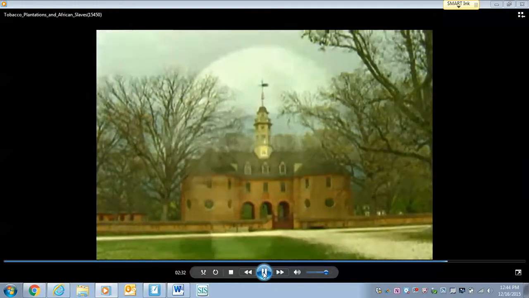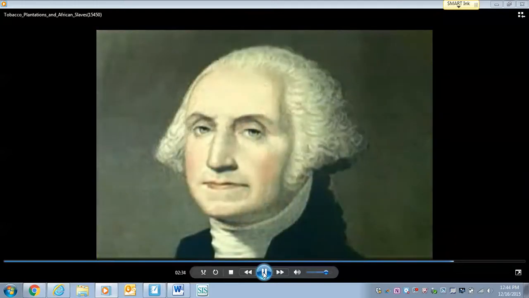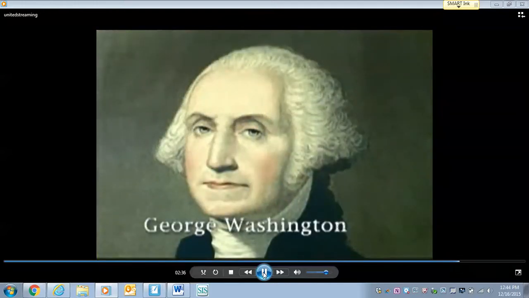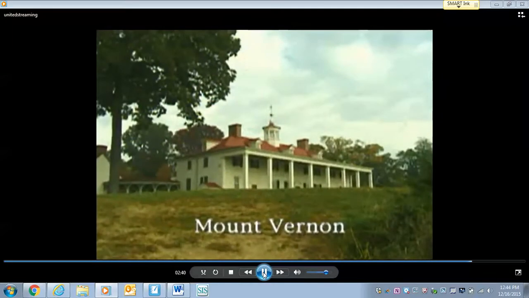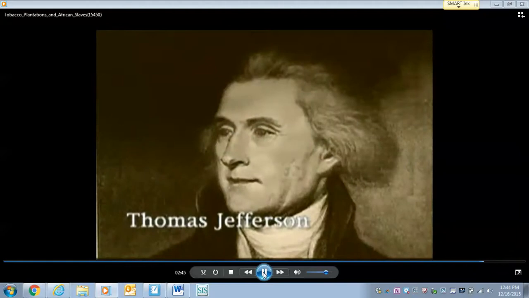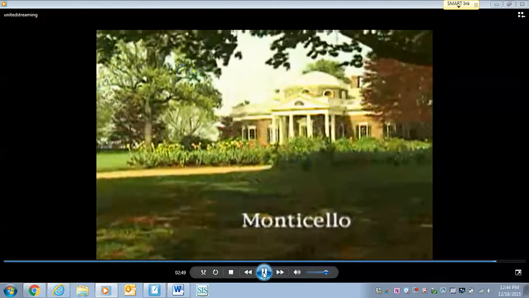By the outbreak of the Revolutionary War, a powerful society of large plantation owners controlled the colonial legislature in Virginia. Two of the most famous of these Virginia gentlemen were George Washington, who maintained his beautiful plantation of Mount Vernon alongside the Potomac River, and Thomas Jefferson, whose grand plantation called Monticello stood far to the west in the foothills of the Appalachian Mountains. Both plantations had hundreds of slaves.